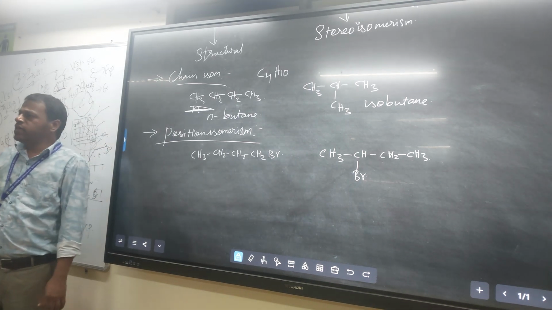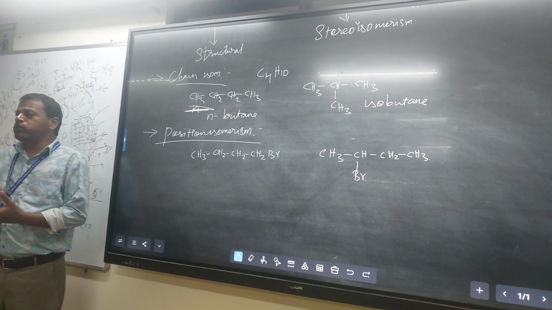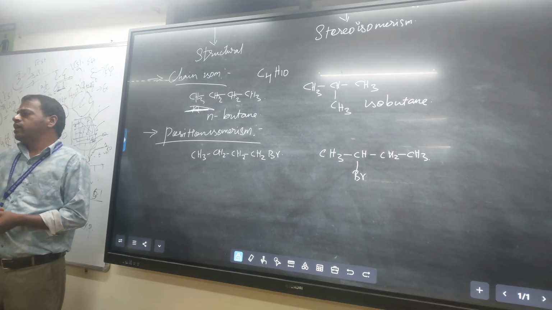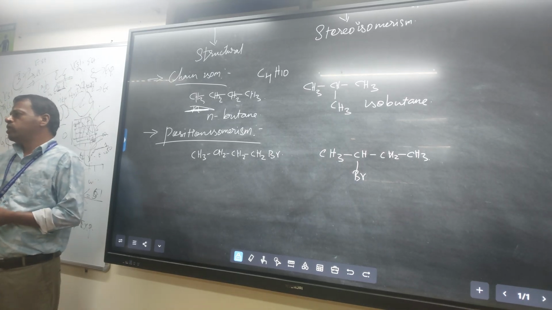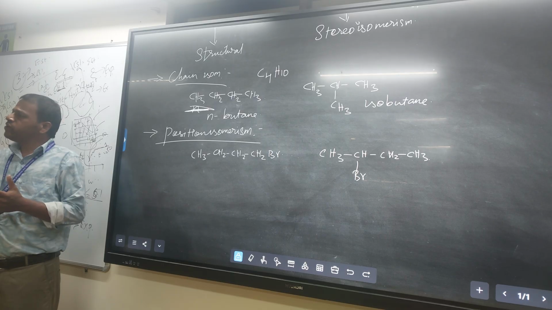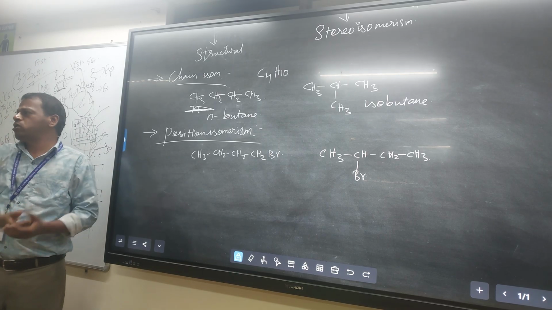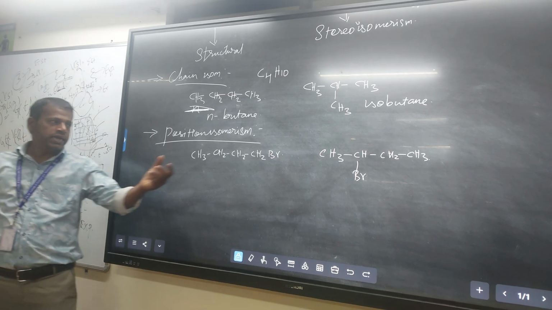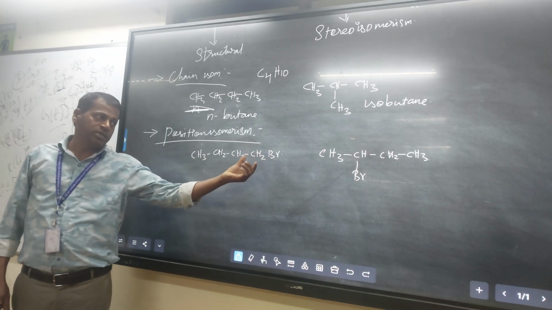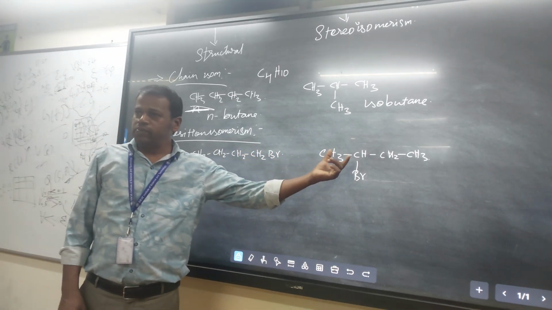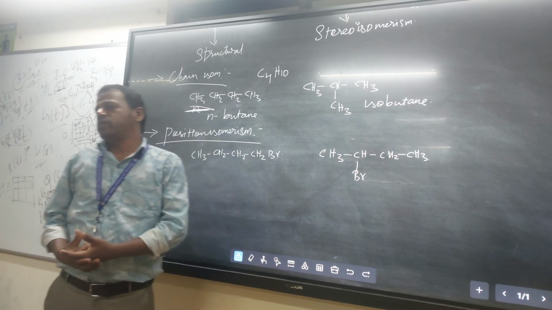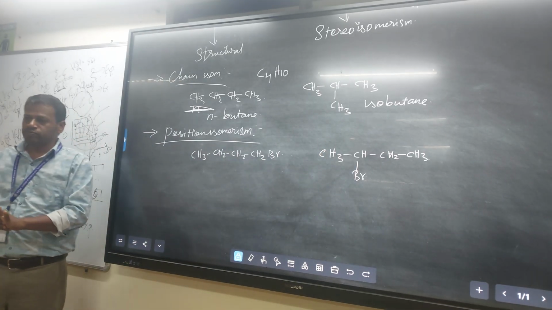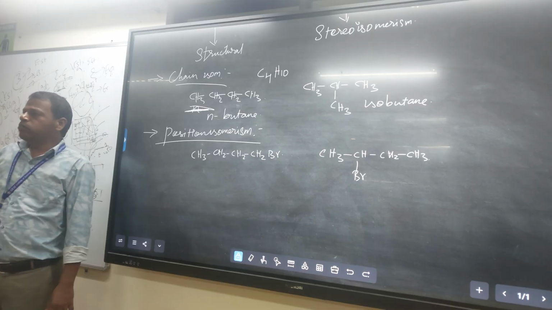Here the identified group's position varies from one molecule to another, which means that is position isomerism. Here the Br is on the first carbon, and in the other, the Br is on the second carbon. That is position isomerism.